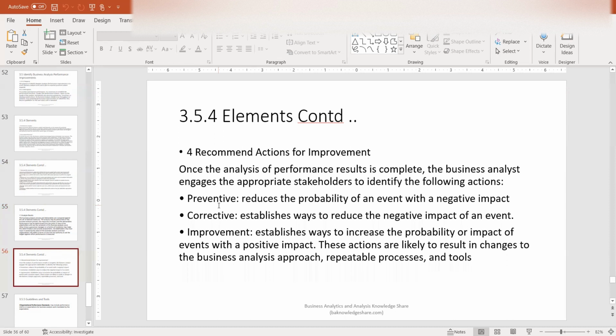Fourth element is recommend actions for improvement. Once the analysis of performance results is complete, the business analyst engages the appropriate stakeholders to identify the following actions. One is preventive. It reduces the probability of an event with a negative impact. Corrective establishes ways to reduce the negative impact of an event. And improvement establishes ways to increase the probability or impact of events with a positive impact. These actions are likely to result in changes to the business analysis approach, repeatable processes, and tools.